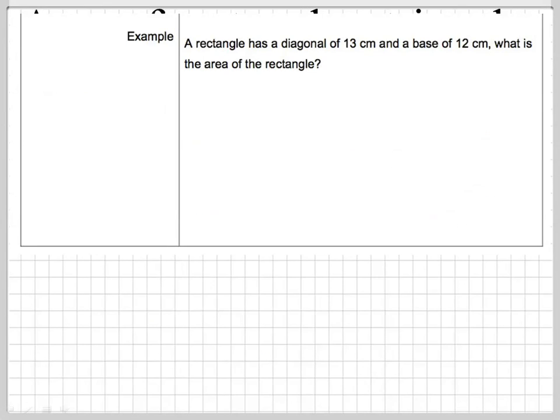A rectangle has a diagonal of 13 and a base of 12. So let's draw ourselves a picture. Here's our rectangle. Here's my diagonal. Better diagonal. That's 13. And we know this, we know this, we know this, we know this, and we know this. Okay.